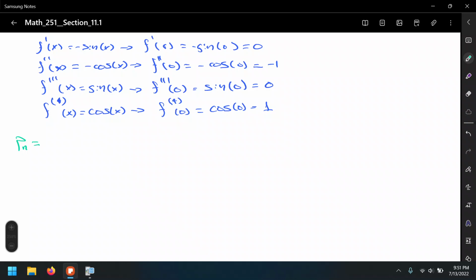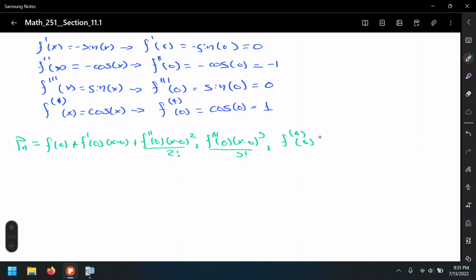You'll see. So that'll be, in the first instance, f of 0 plus f prime of 0 times x minus 0 plus f double prime of 0 times x minus 0 squared over 2 factorial plus f triple prime of 0 times x minus 0 cubed over 3 factorial plus f quadruple prime times x minus 0 to the 4th over 4 factorial plus dot dot dot. That means it goes on, n terms. Potentially infinitely many, but not for now.